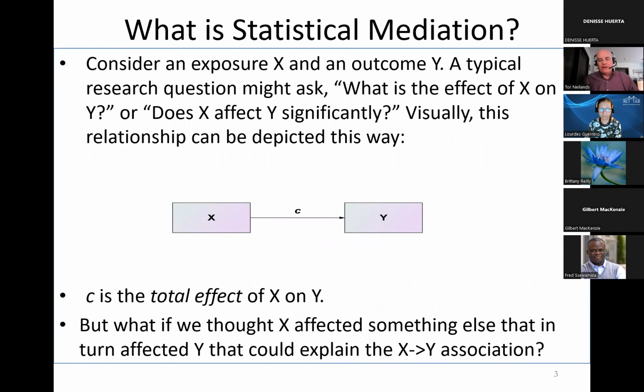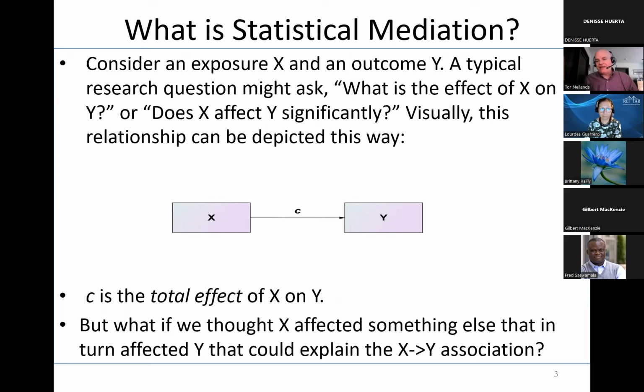So let's begin with looking at what is statistical mediation. We might consider here an exposure X and an outcome Y. And a typical research question might ask, what is the effect of X on Y, or does X affect Y significantly? Visually, we can depict the relationship with a typical boxes and arrows arrangement where there's an exposure box X on the left-hand side, and there's a single-headed arrow leading to Y, where a single-headed arrow represents an implied causal direction, i.e. X affecting Y. And then we have a little italicized c sitting above the arrow. What that c represents is the total effect of X on Y.